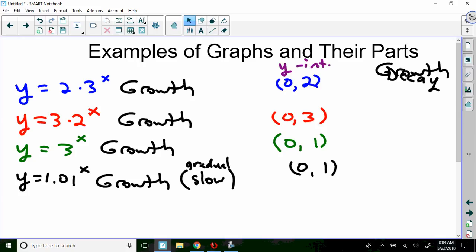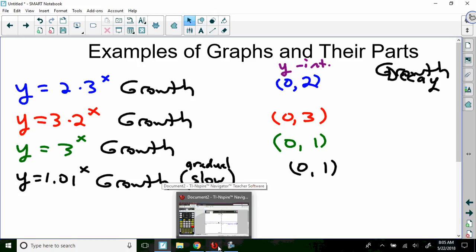So if our function's slow growth when the b value is a little bit bigger than 1, how are we going to make it slow or gradual decay? How are we going to make it gradual decay? Not a negative. Don't think about a negative. What did I say a minute ago? What did I get the crayon out for?